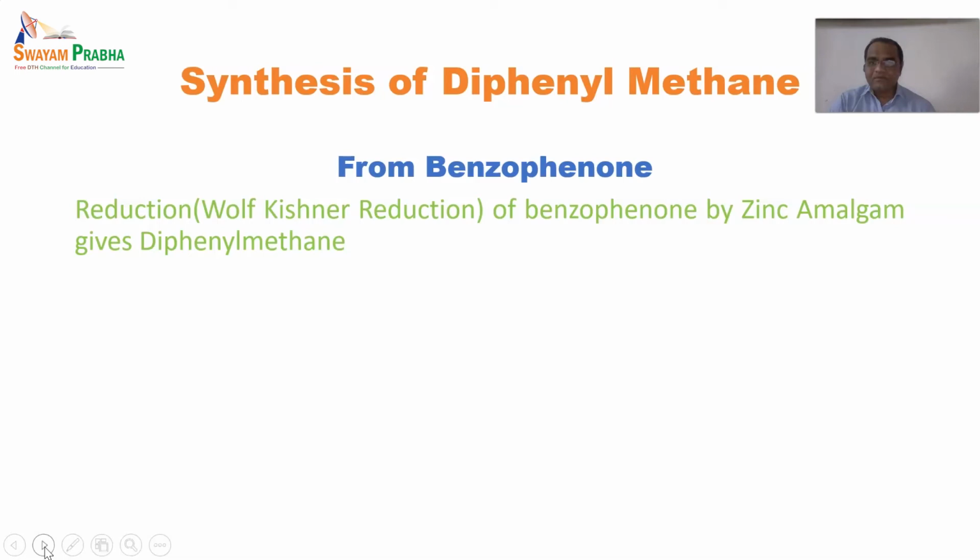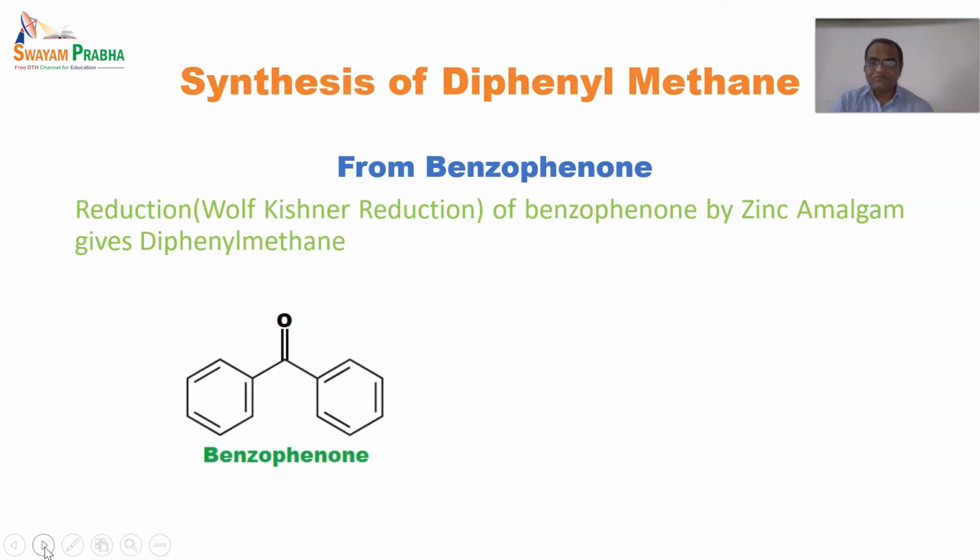One type of reduction reaction is the Wolff-Kishner reduction. So benzophenone is reduced with the help of a Wolff-Kishner type of reduction reaction by using zinc amalgam, which gives diphenylmethane. And we have seen earlier that zinc amalgam reduces particularly a ketonic functional group.